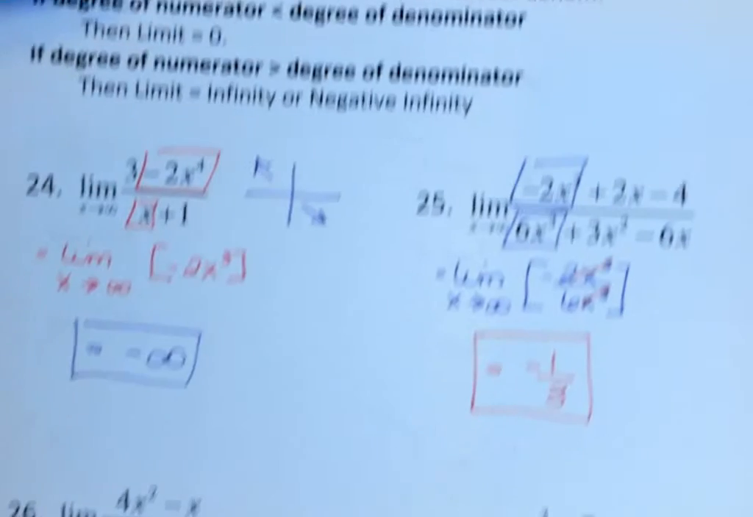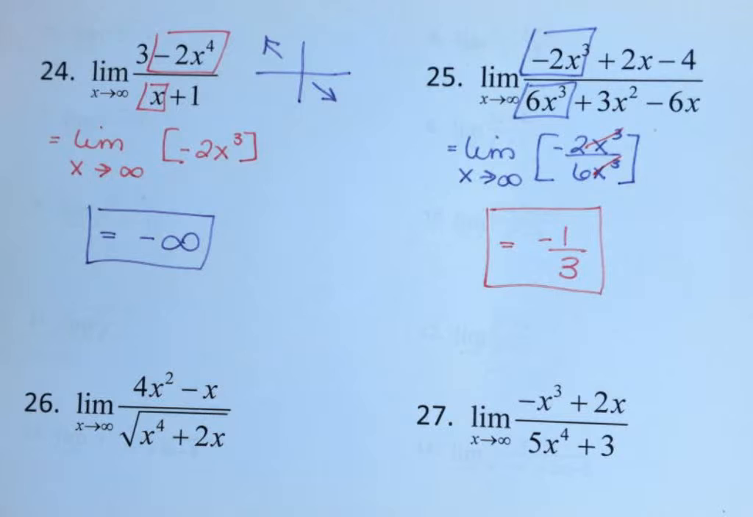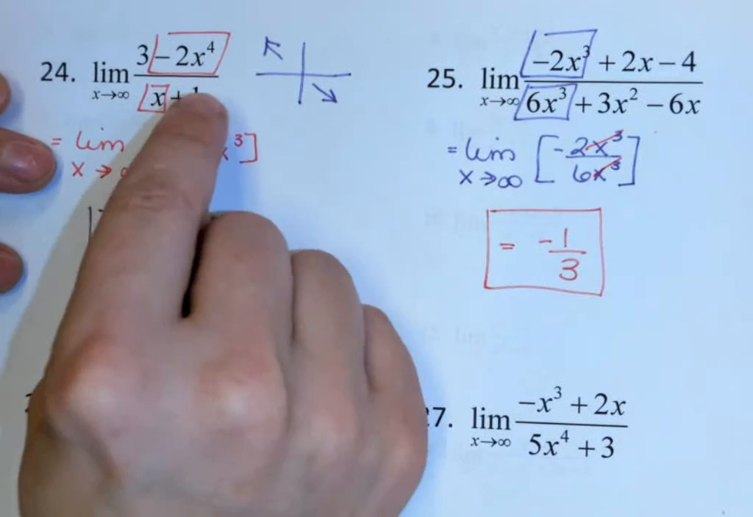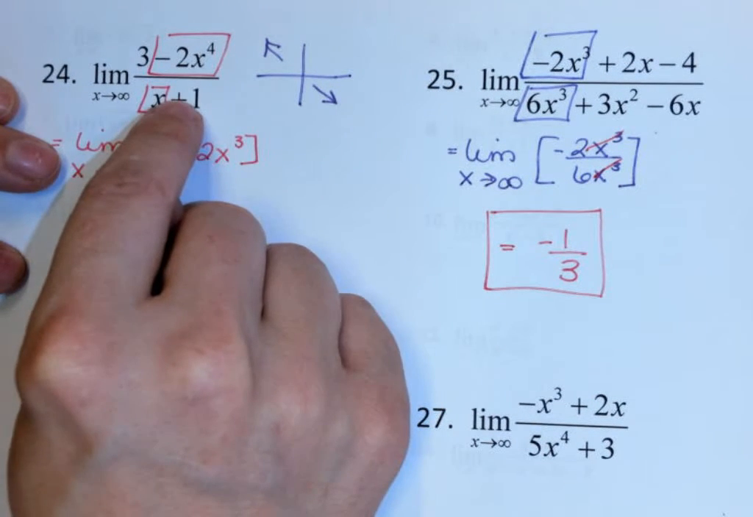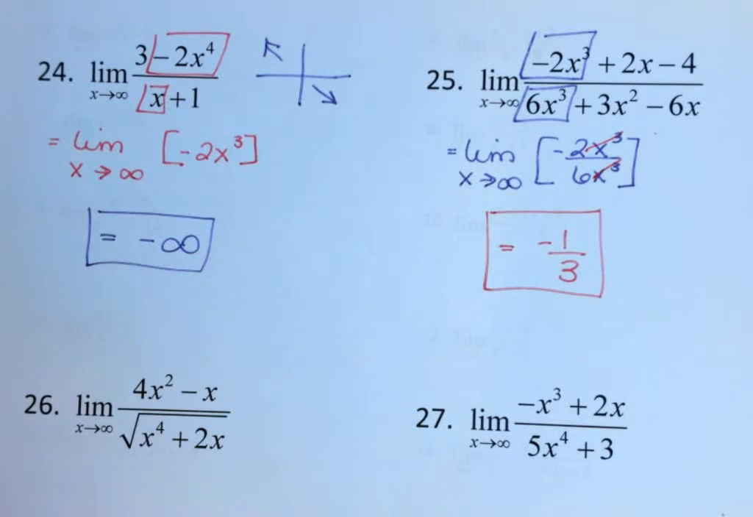So this is what your answer should have been. Questions on those? No. And as you can see here, I just looked at the highest power on x. Because really, when we're talking about going to infinity, it's just, what is that going to simplify to? What is your end behavior looking like?